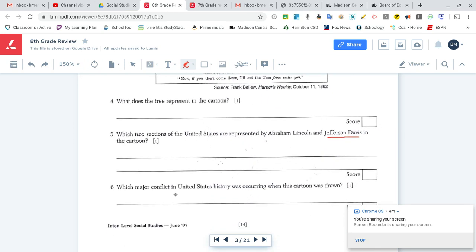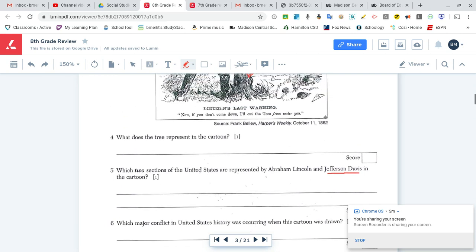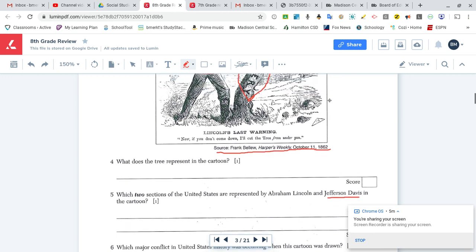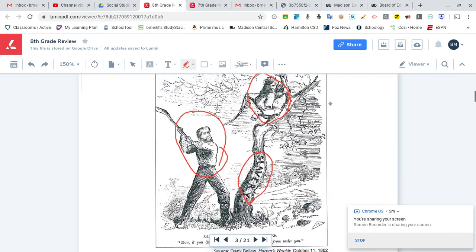Then finally, what major conflict in the United States history was occurring when this cartoon was drawn? This cartoon was drawn right here by Frank Bellew, Harper's Weekly, October 11th, 1862. And you know that the Civil War was happening at that time.